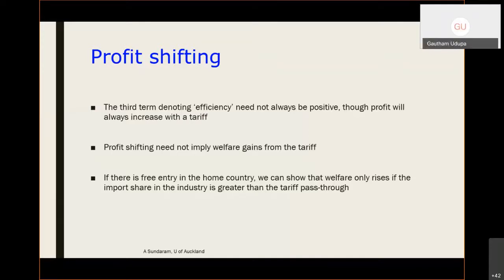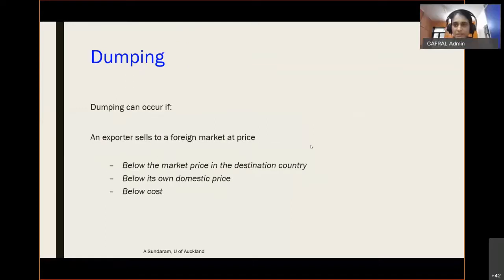Okay. So let me move on to the dumping story. Now, I'm not going to be able to do justice to dumping because I can't go through it; there are models that deal with dumping and reciprocal dumping and so on. But there is just one point that I may want to make about dumping. So let's define what dumping is. I think most people know what dumping is, but the official definition is that dumping occurs if the exporter is selling to a foreign market at a price that is below the market price in the destination country, or it's below its own domestic price, or it's below cost, right?